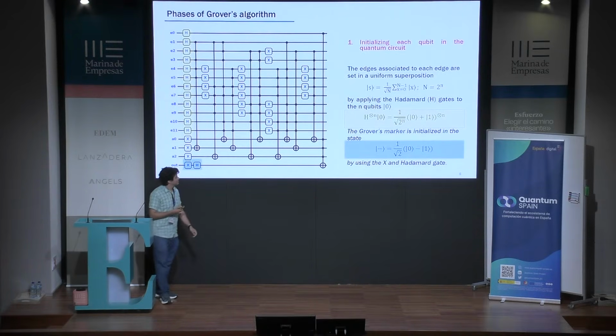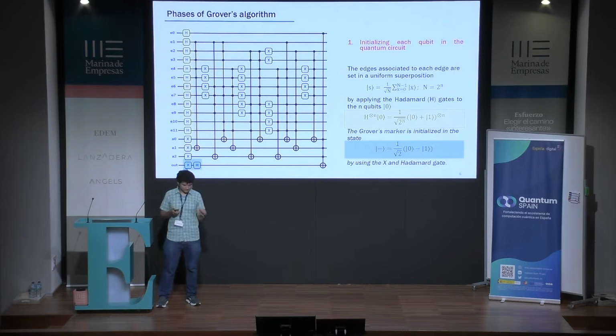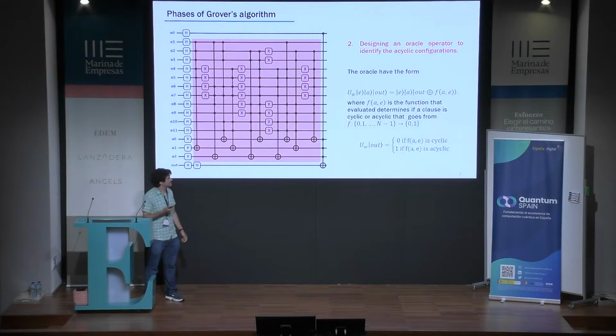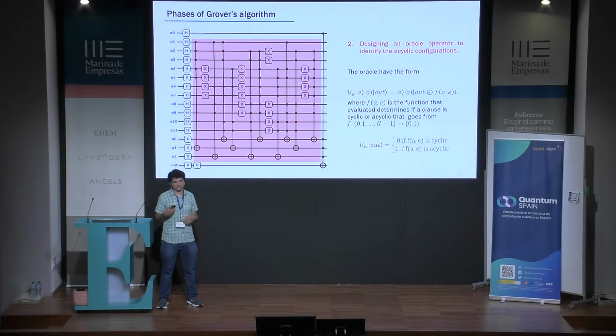So by initializing the qubits in the quantum circuit, we use a superposition utilizing n Hadamard gates, one on each of the qubits, as is represented. And we need to use a Grover marker for the output, starting in a given state. That's done by using the X and the H gate. Then, by designing the oracle, we need to find a function that is 0 when we represent an acyclic configuration state, and it's 1 when it's a cyclic configuration state.